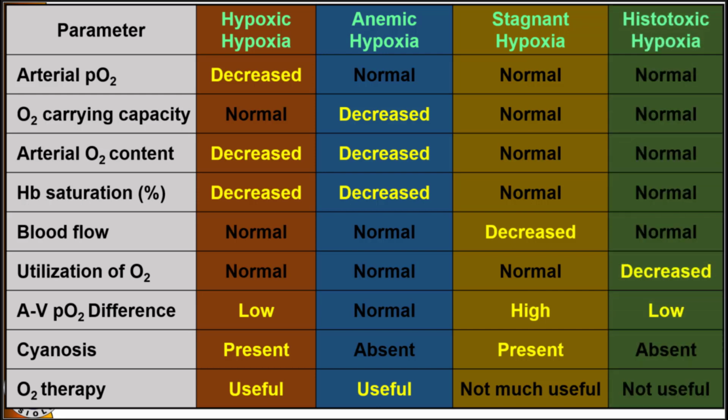In histotoxic hypoxia, again oxygen content, hemoglobin saturation, blood flow are normal but tissue utilization of oxygen is low or absent. As a result, arteriovenous oxygen difference is low. Oxygen therapy is not useful but hyperbaric oxygen therapy can be useful.